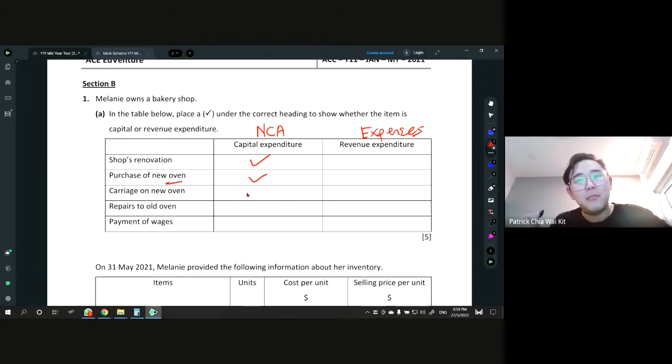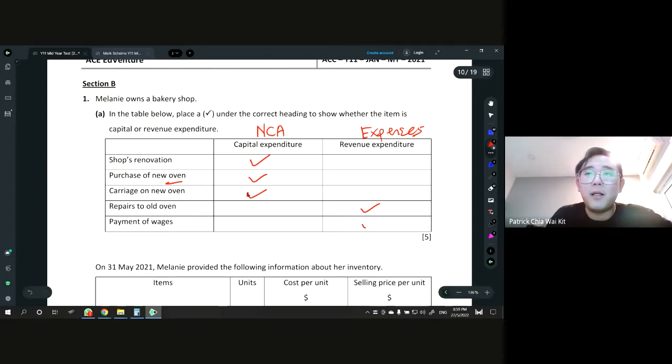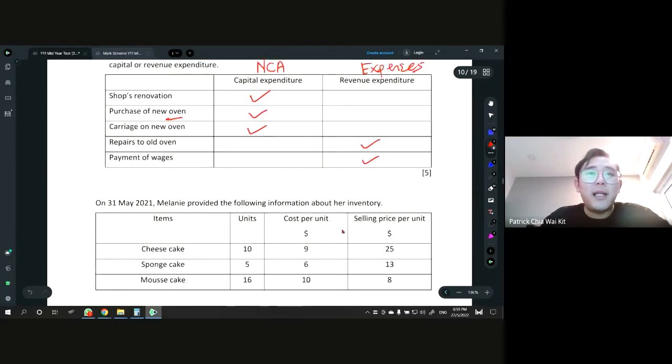Carriage. Now, you buy an oven and pay one time money. If you pay one time when you buy the thing, and it comes together with the NCA, then it will be part of the NCA also. It's not expenses. Repair, so paying for repair or maintenance, repainting, all these are revenue expenditure expenses. All the repair ones are normally expenses except for renovation. And the last one, of course, payment for wages, expenses. So there you have it, capital expenditure and revenue expenditure. Let's move on to the next one.